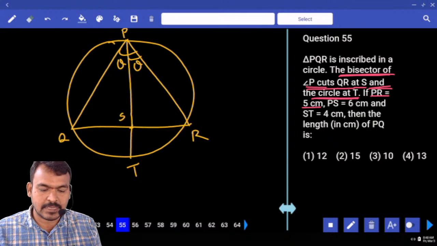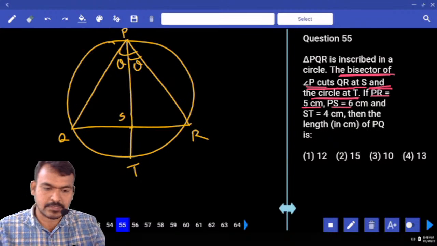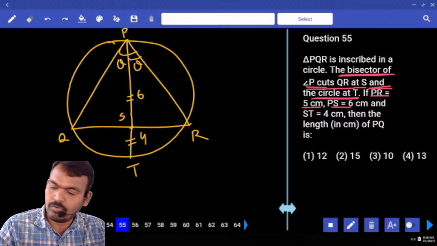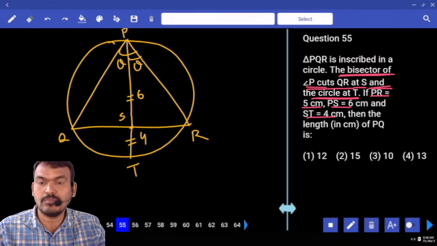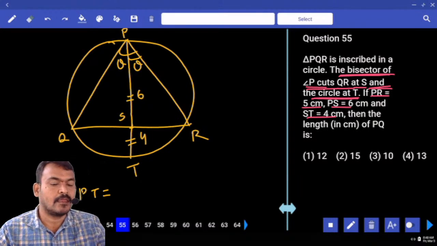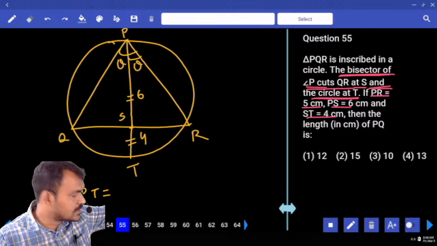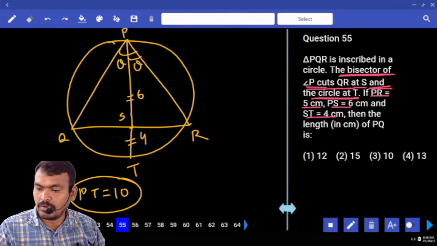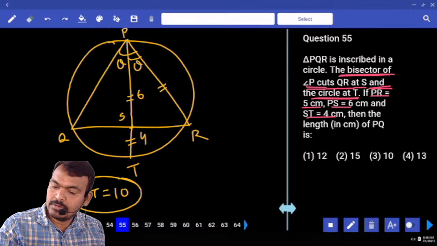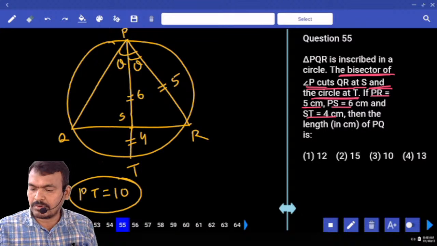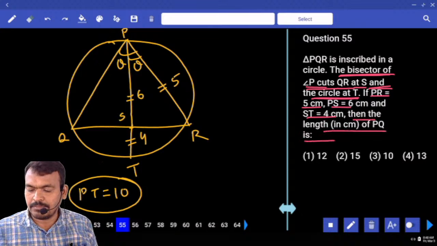And PR is given how much? 5 centimeters and PS value 6 centimeters. What is the PS value? 6. ST value 4 is given. ST is how much? 4. Obviously PT is how much? PS plus ST. PT is how much? 10. And one more. PR is given how much? PR 5. What is the question here? Find the length of PQ.